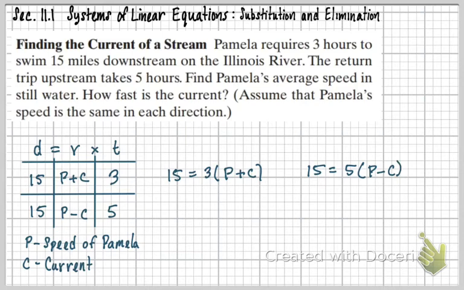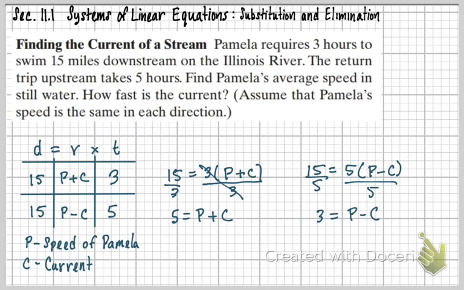And the reason why I didn't have you multiply it through was for this reason. For this first one, I can simply divide both sides by 3, and those are going to cancel there, which is a lot nicer than distributing it through and going through a lot of algebra. So this is going to turn out to be 5 equals P + C. And then I'm going to do the same thing with this other one. I'm going to divide both sides by 5. So this is going to be 3 equals P - C.